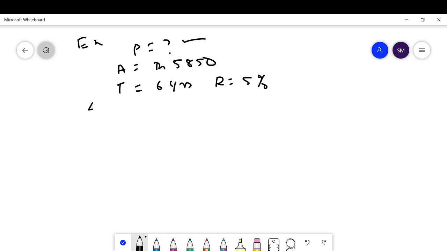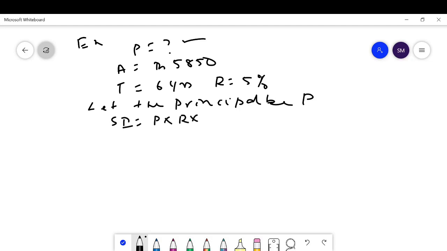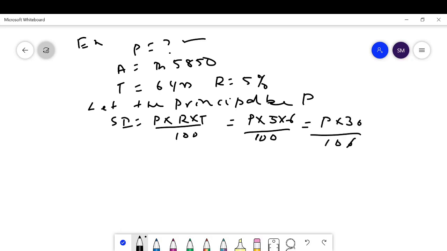Let the principal be P. Then you know SI is equal to P into R into T upon 100. Then SI is equal to P into 5 into 6 upon 100. Then this is P into 30 upon 100. 0, 0 cancel. Then SI is equal to 3P upon 10.